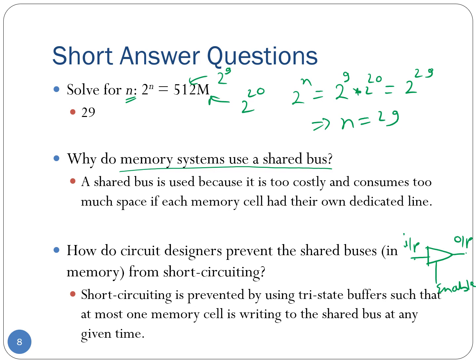The crux of the idea is these tri-state buffers would be set such that at most only one memory cell is writing to the shared bus at any given time. So the enable for only one cell would be set to 1, and all other enables to other cells would be set to 0, so that they cannot access the shared bus.